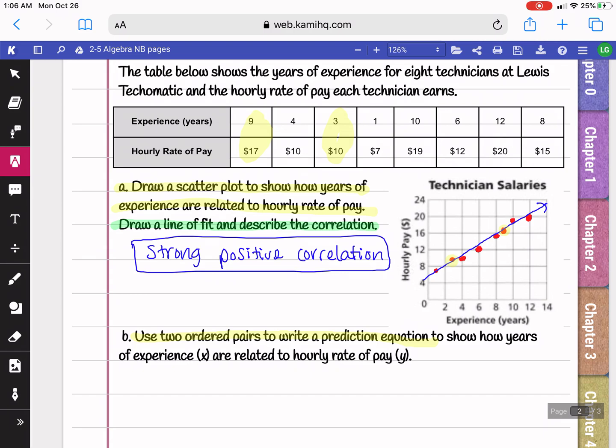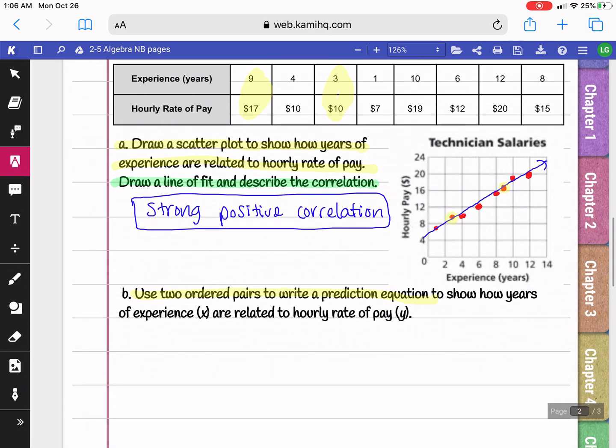Again, those aren't necessarily the only points I could choose. I just want to choose points that are close to that trend line. So I'm using my points at (9, 17) and (3, 10). And I'm going to use this to write an equation.